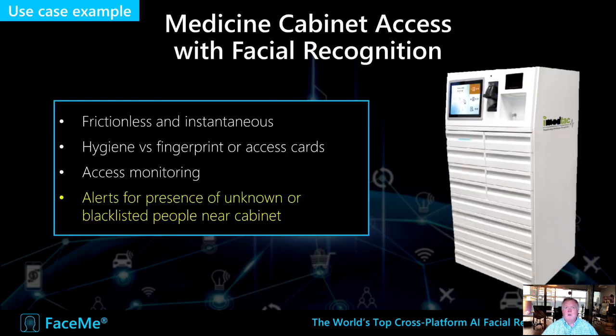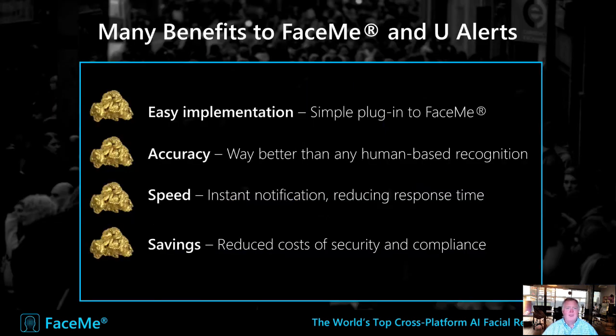Another use case that's quite relevant is in healthcare. FaceMe is installed in medicine cabinets. So by adding FaceMe and U Alerts, you can advise people of the presence of undesirable or unknown people. You can also log who comes in, and even if somebody is authorized to use it, when they come, the frequency, how long they stay, etc. So it can be quite relevant for security.